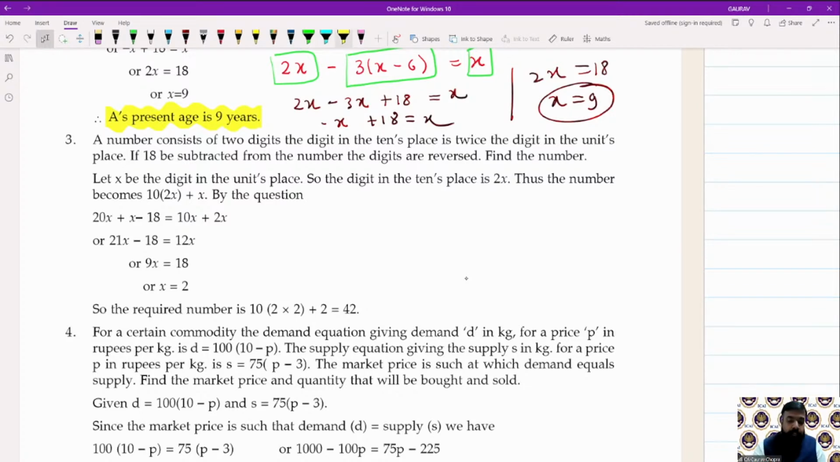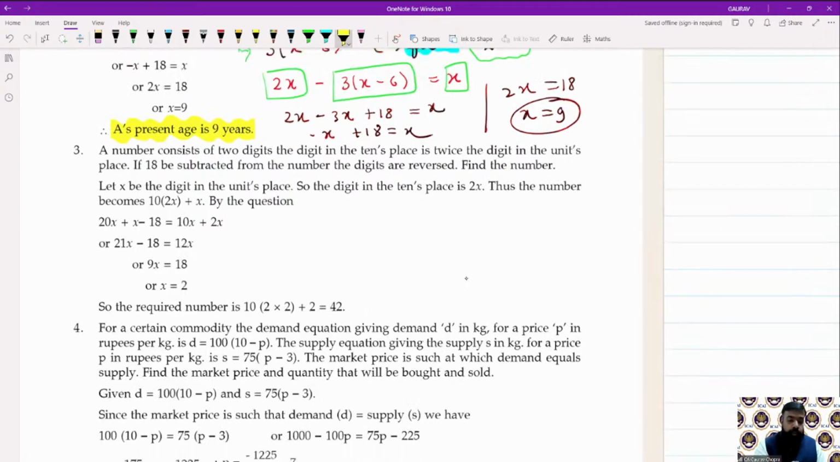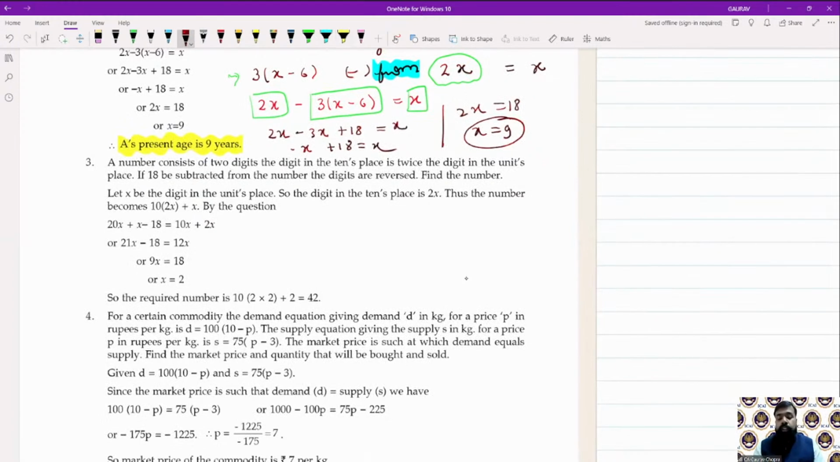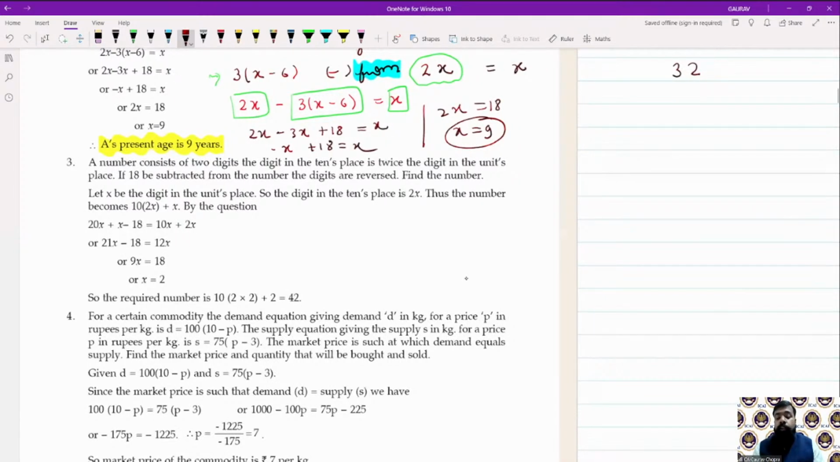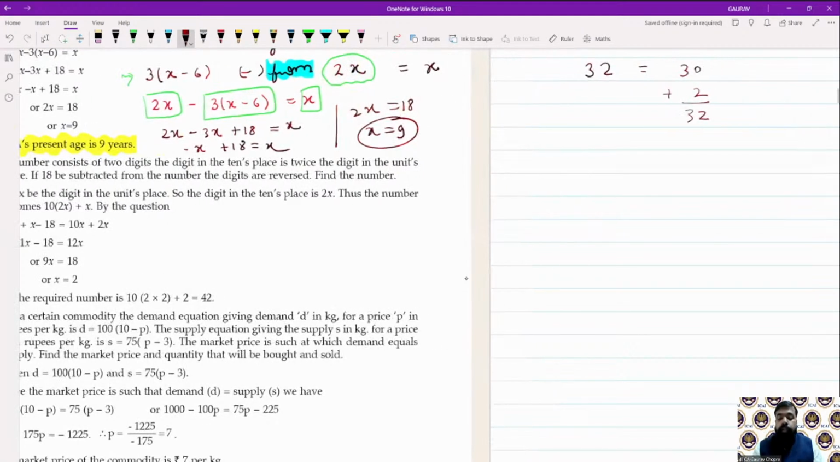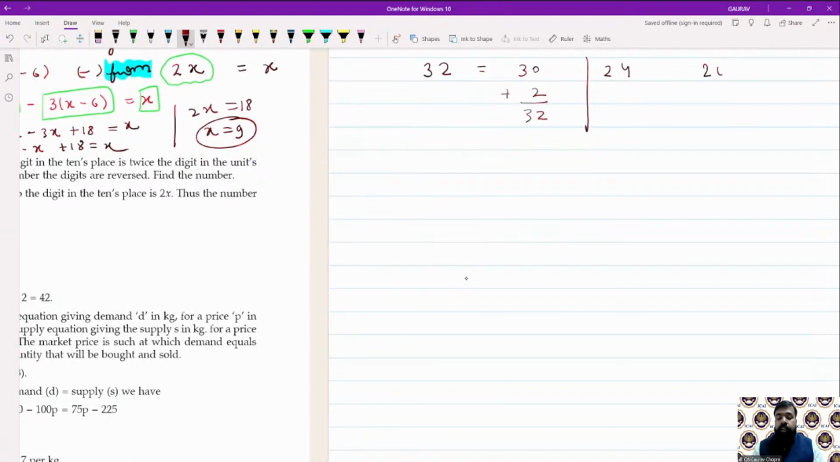Now, what is this language? Now, number is consisting of 2 digits. Whenever there are 2 digits, then how to write them? Let's say the number is 32. Then how to write its place value? It is simply 30 plus 2. It becomes 32. Similarly, if there is any other number like 24, then what we write? 20 plus 4, it becomes 24.